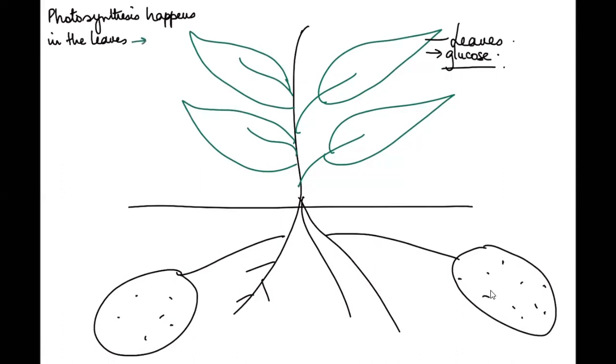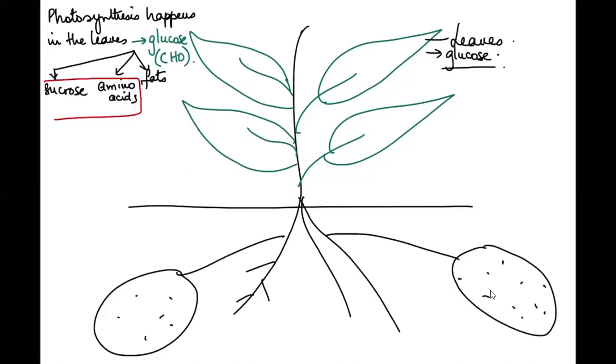And the end product is glucose. Now with this C, H, and O molecule, the plant can do lots of things. The plant can convert this glucose into sucrose. It can convert it into amino acids. It can convert it into fats. I am not bothered about fats right now at all. I am only bothered about sucrose and amino acids. So let's start the journey.